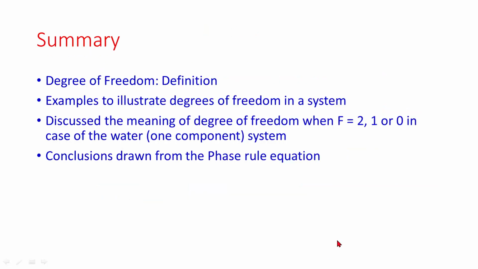In this session, we have discussed degree of freedom, its definition, examples to illustrate degrees of freedom in a system, and the meaning of degree of freedom when F is equal to 2, 1 or 0 in case of water system. Conclusions were drawn from the phase rule equation.